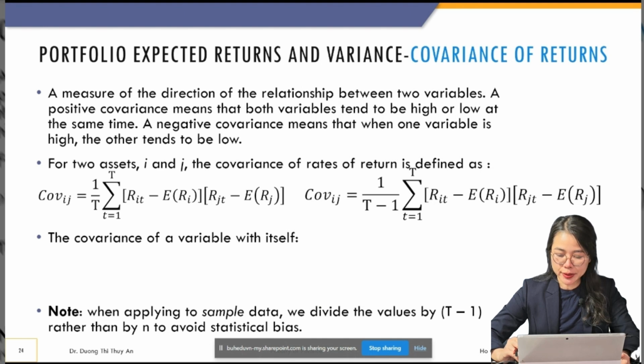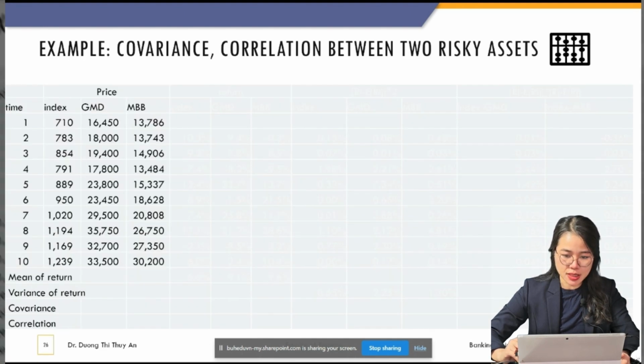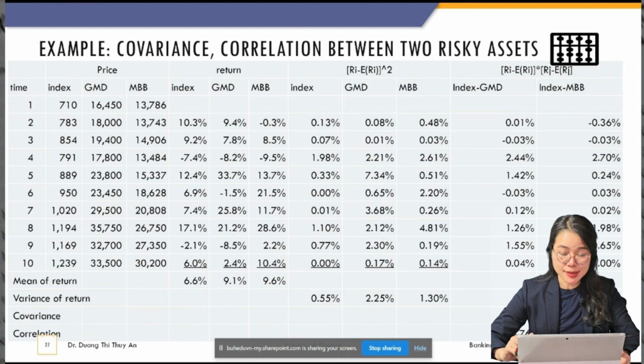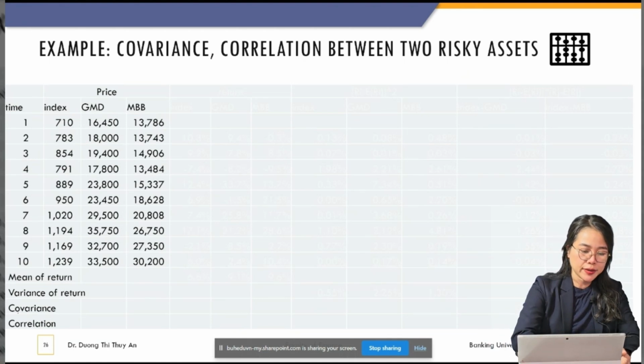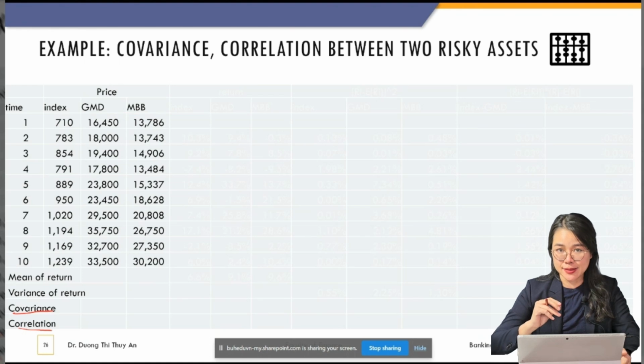We assume that we have a portfolio of two financial assets, and then we compute the expected return of the portfolio and the expected variance or standard deviation of that portfolio. And remember, we have this Excel exercise. Now I would like you to calculate the covariance and the correlation for each pair of assets.